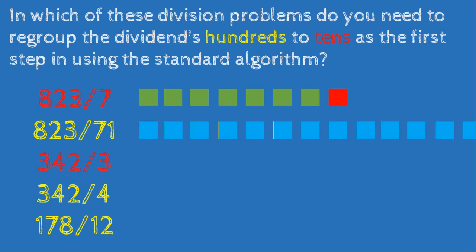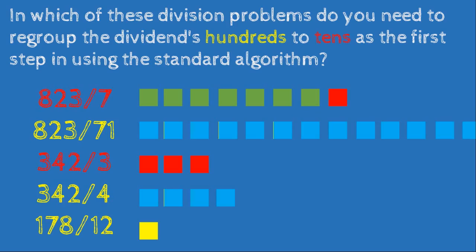For the next one, 342 divided by 3. The first number is 3. How many times can 3 go into 3? And that would be once. And that is simple enough. We don't have to regroup. For the next one, 342, we have the first number 3. How many times can 4 go into 3? And it goes over. So in this case, because it goes over, we do have to regroup the dividend's hundreds to tens.